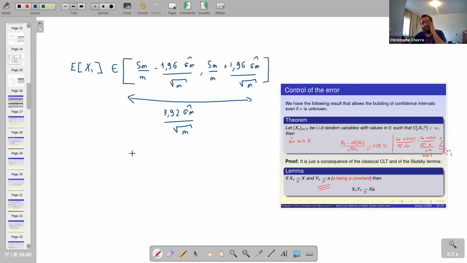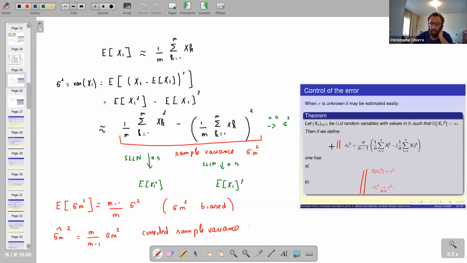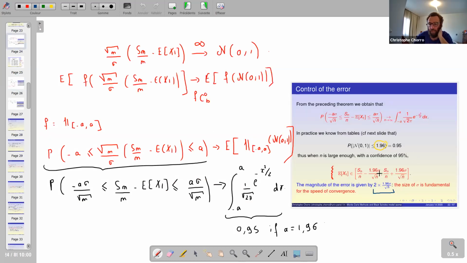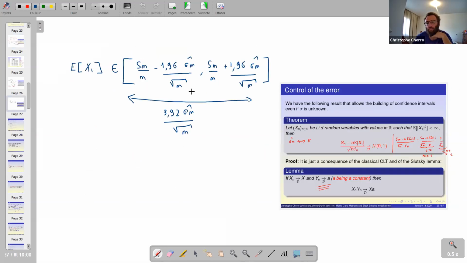So I can do exactly what I have done in the case of the classical interval here, but I just have to substitute sigma n hat for sigma in order to have a confidence interval that I am able to compute explicitly if I have my n sample at the beginning. And here now you have a complete way to approximate an expectation and to have a control of the error in the sense of a confidence interval.